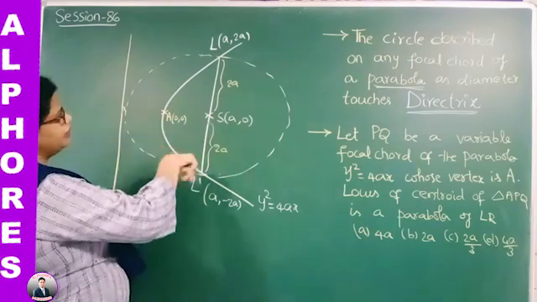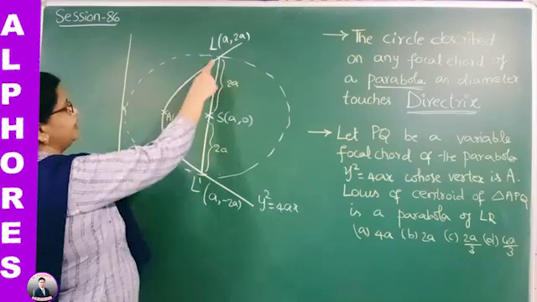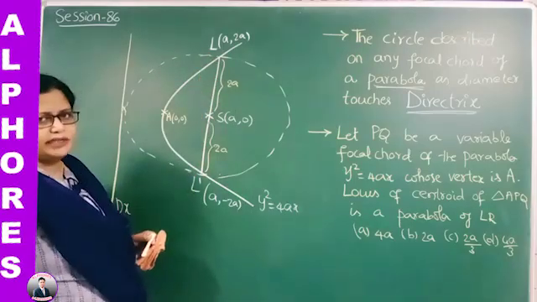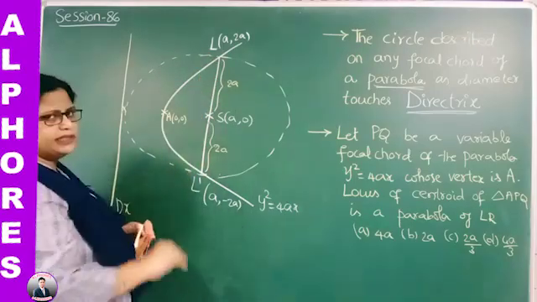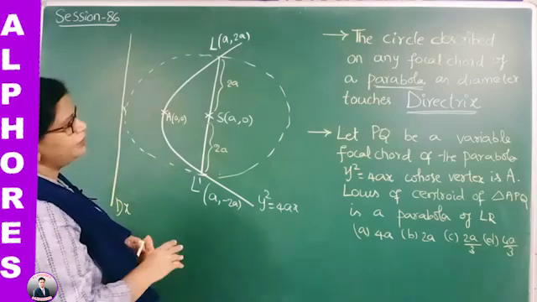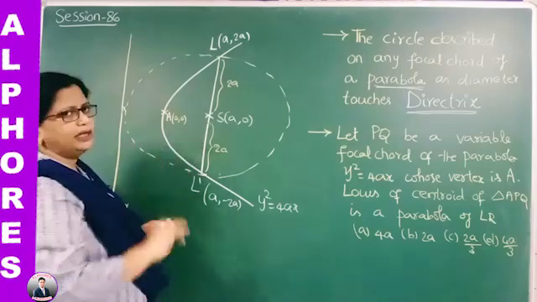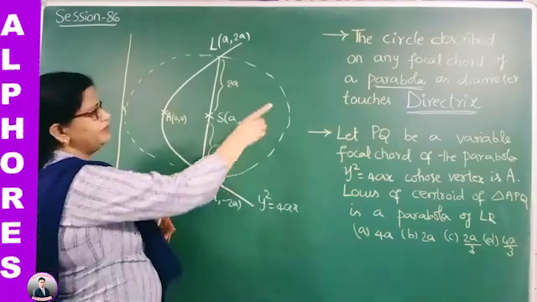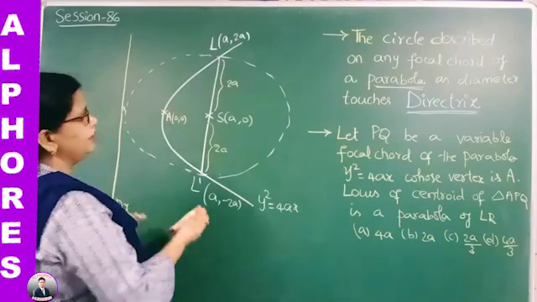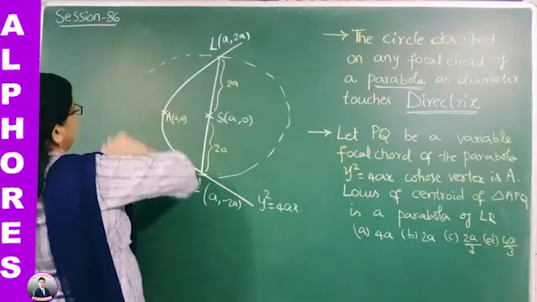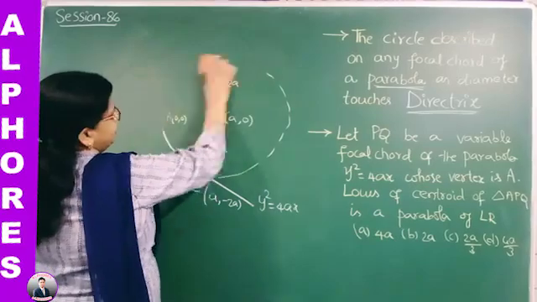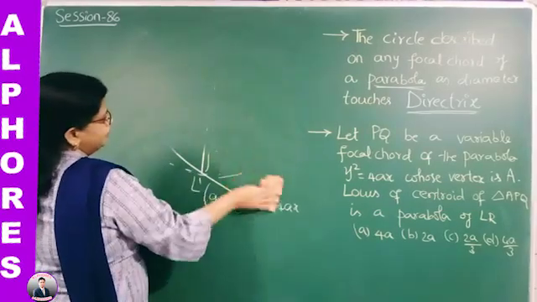Hence you can say clearly that the circle with the end points of a focal chord as diameter always touches the directrix, particularly in the proof we have taken the latus rectum. So students, this formula is very important. Whenever any problem is given in numerical values, you can easily make use of the concept.